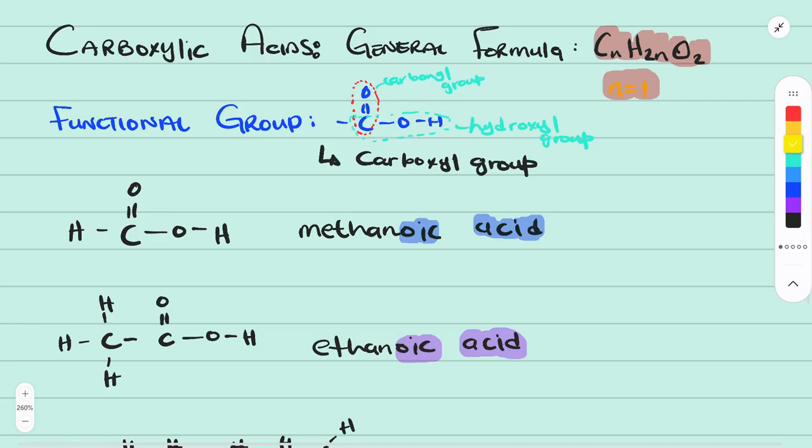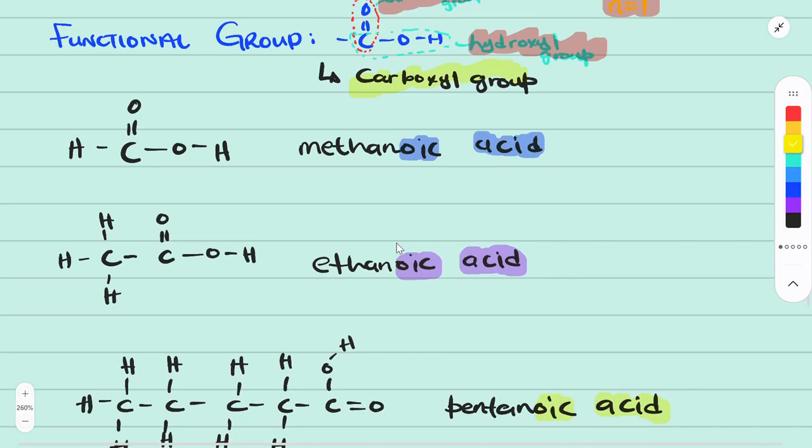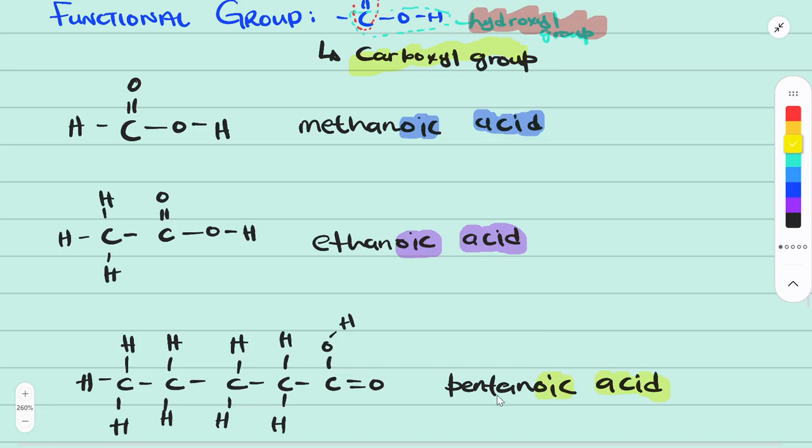Let me get the highlighter there. So now this is from a carbonyl group and a hydroxyl group, giving you what? A carboxyl group over there. So now, the suffix for a carboxylic acid is always going to be what? Oic acid. And then a few molecules of your carboxylic acids can be your methanoic acid, it could be your ethanoic acid, and your pentanoic acid like this.